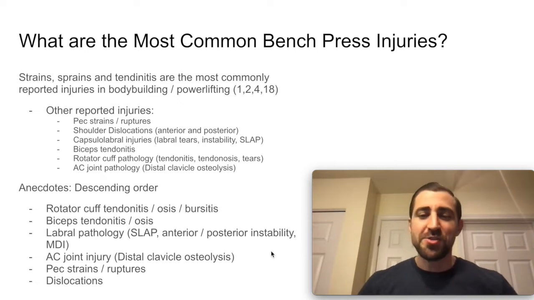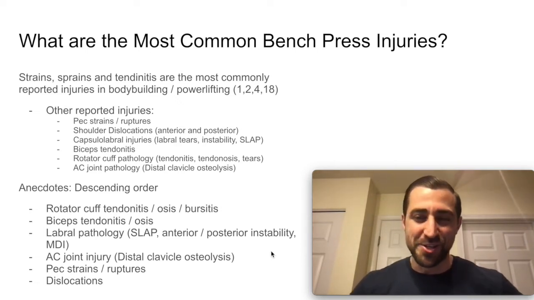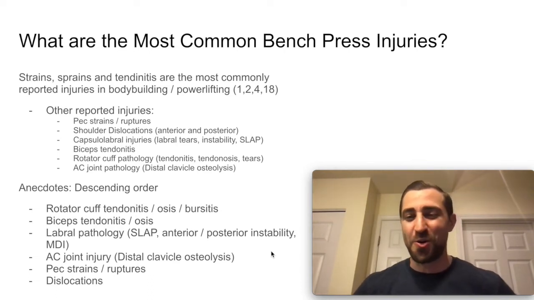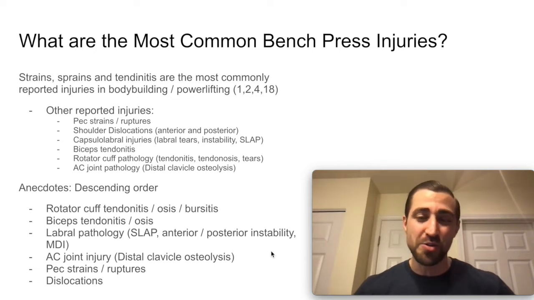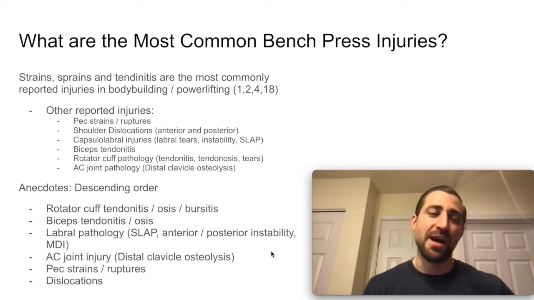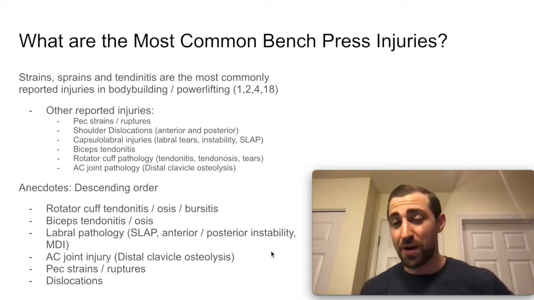Right. And here's the thing. Once you start looking through the medical literature, it's actually a little bit scary. You might start thinking that everybody just tears their pec, right, and dislocates their shoulder, just because that's most of the research in terms of case studies that we have online. There's not a ton of research that shows there's a lot of ruptures and a lot of dislocations. These are relatively rare, right?